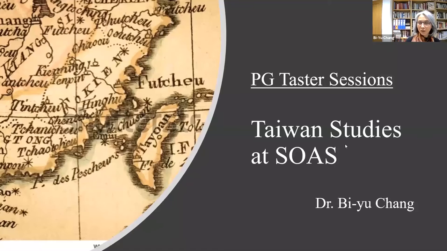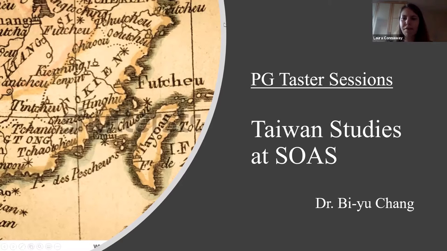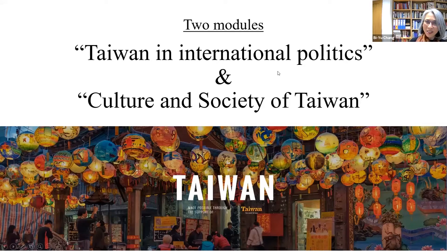Okay. Thank you very much. Let me share the screen, then I'll start the presentation. Thank you. Can everyone see it? Great. Okay. So welcome to our session. My name's Zhang Biyu. I'm the convener of two Taiwan Studies modules. How do I switch to the next? If you hover your mouse over the screen, you should see a little arrow in the bottom left corner of the screen. Can you see it? Or if you click on the screen and then press the arrow. Yes. Here we are.